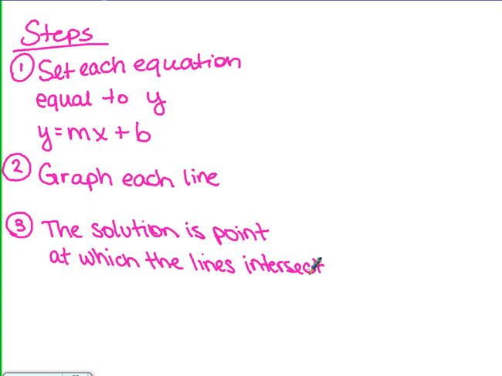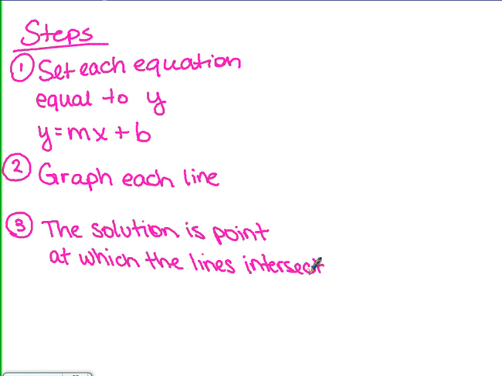All right, so we first set each equation equal to y. Okay, it's got to be in y equals mx plus b form. Then we graph each line, and we find the solution. The solution is the point at which the lines intersect. Keep in mind that when we did substitution and elimination to solve these problems, we wrote our answer as an ordered pair. We're going to do the same thing in this type of problem. Our answer is going to be documented as an ordered pair.